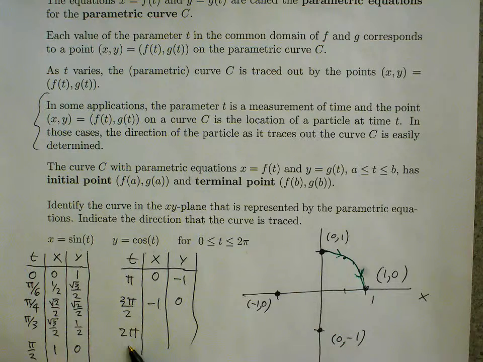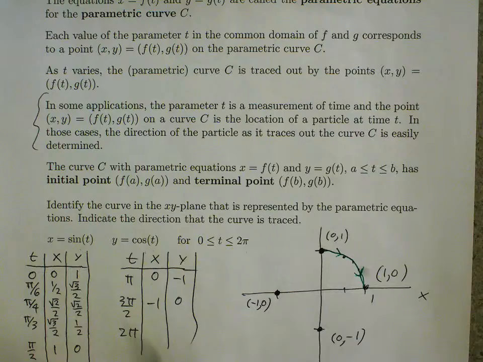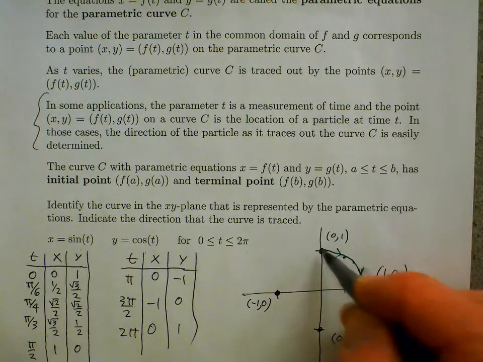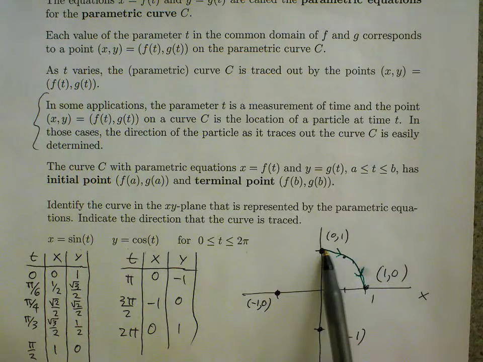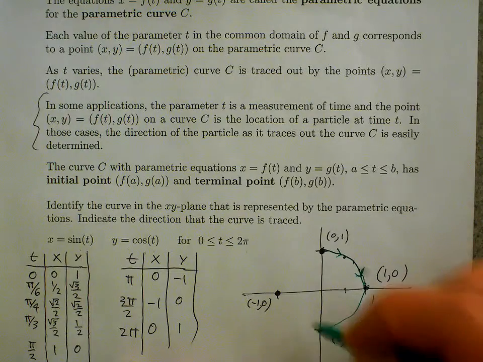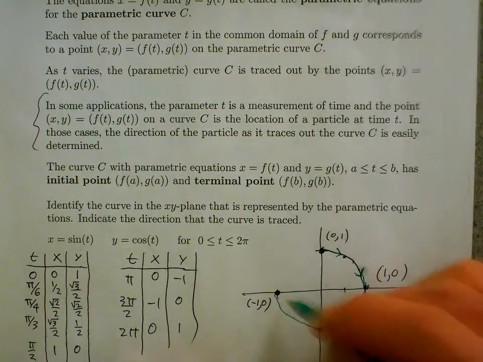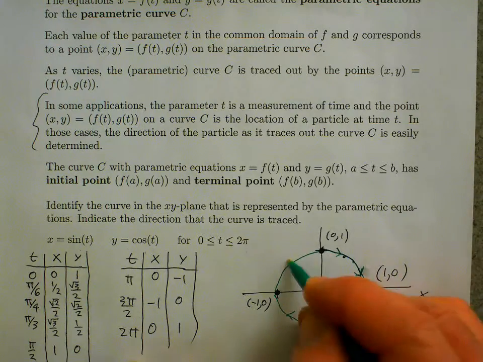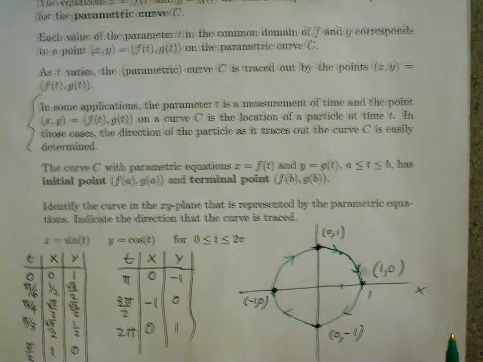And then when t is 2 pi, sine of 2 pi is 0, and cosine of 2 pi is 1. So in this case, the initial point and the terminal point are the same, but we're just tracing out a circle clockwise. So pretend like that's a circle.